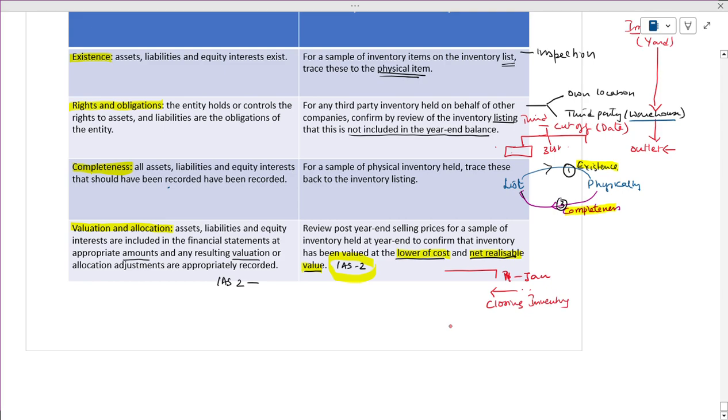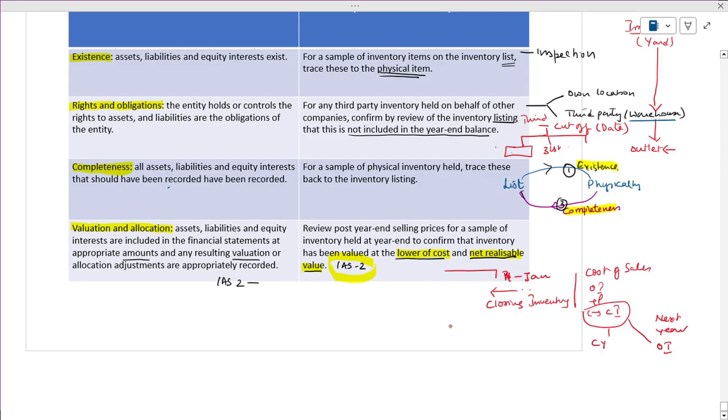Now, when we say cost of sales, you have opening inventory plus purchases minus closing inventory. We are excluding closing inventory. Closing inventory is part of the current year, and it is also part of the next year. Next year, this will become an opening inventory.